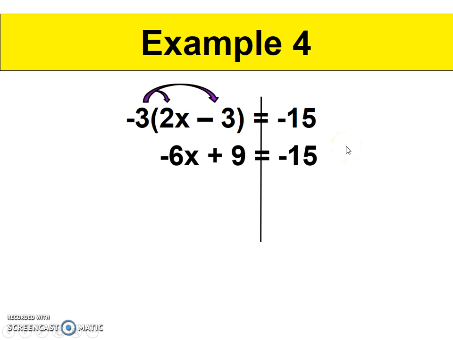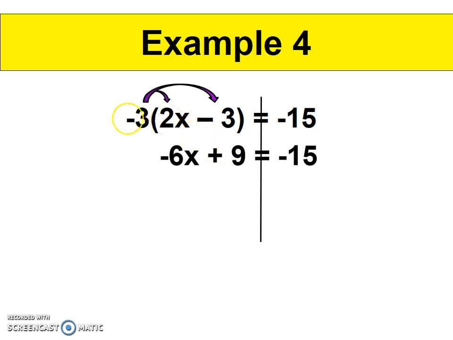Once we've cleared out the parentheses, we look to see, are there any like terms that we could combine? I'm not seeing any because this one has a variable and this one doesn't. So now it's a two-step equation. We just need to follow those regular rules for solving. So what would be our next step?